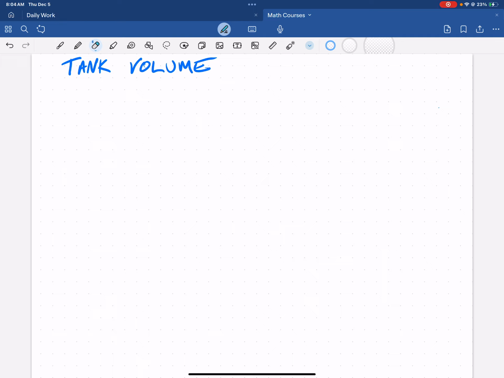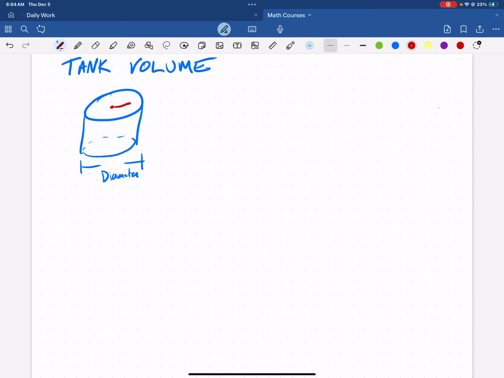So let's just say that we've got a circular tank here, and that's important to know. The important things that we need to know are primarily the diameter, which is the width of that circle, top or bottom. It could also be the radius, and sometimes we'll give you the radius. It's half the diameter, so there's your radius. And this blue guy down here, that is going to be our diameter.